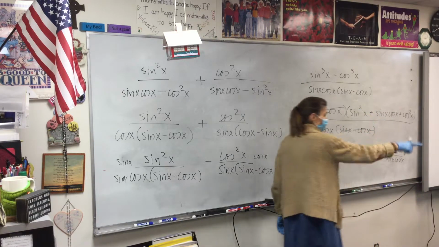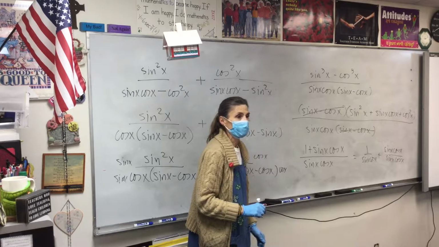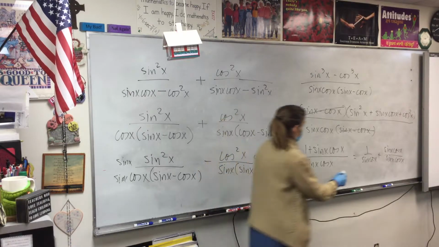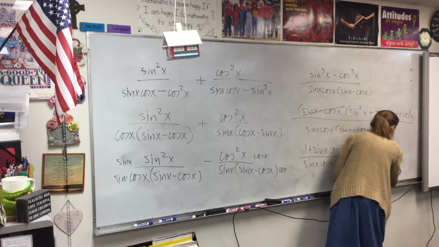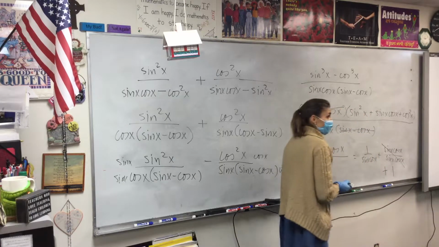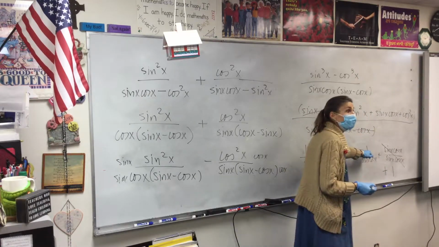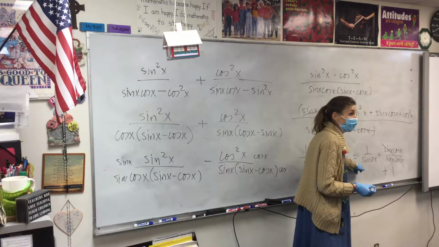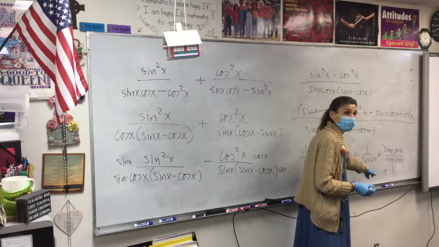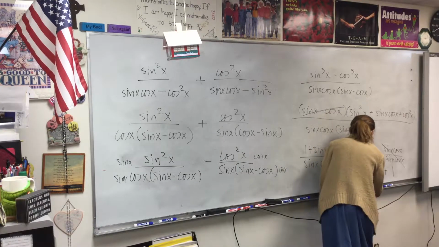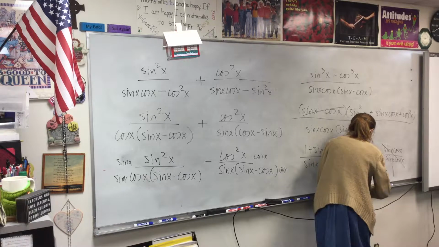Now, I erased it, but look on your paper. What are we ending up with? What are we supposed to end up with? Cosecant. We're supposed to end up with a 1, right? There's a 1. And then 1 over sine is cosecant, and 1 over cosine is secant. Way more than we bargained for.